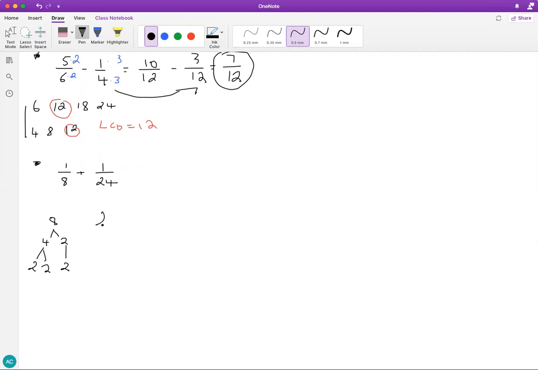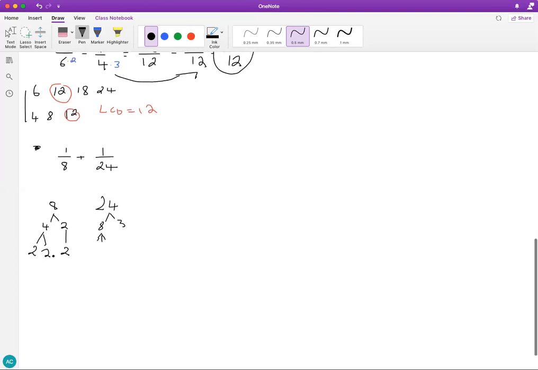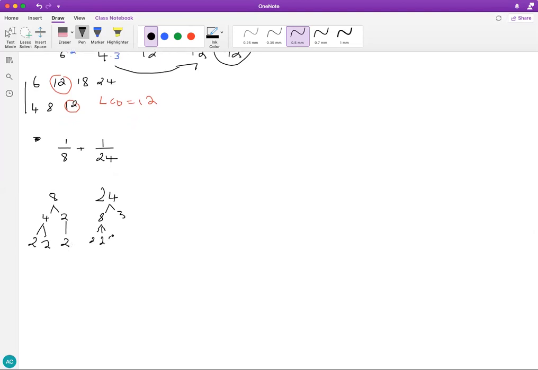Then you take the other denominator and do the same thing, breaking it down as much as possible. So 24, we can start with 8 and 3. Then 8 again is 2, 2 and 2. Bring down the 3. So the prime factors of 24 are 2, 2, 2, and 3. The prime factors of 8 are these. So here's how we find the LCD. Just take enough numbers to make both.